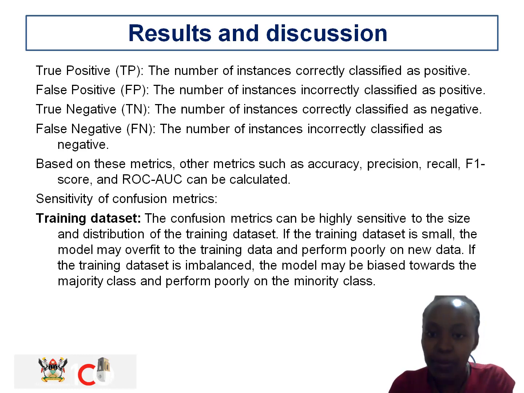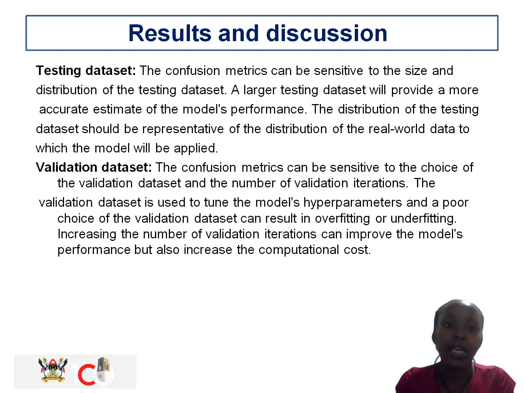The confusion matrix can be highly sensitive to the size and distribution of the training dataset. If the training dataset is small, then the model may overfit, and if the model overfits, it's not good. So it also contributes to your training when you're training on the dataset. Then the testing dataset: the confusion matrix can be sensitive to the size and distribution of the testing dataset. A large testing dataset will provide a more accurate estimate of the model performance. The distribution of the testing dataset should be representative of the distribution in the real world data to which the model will be applied. Then the validation set.